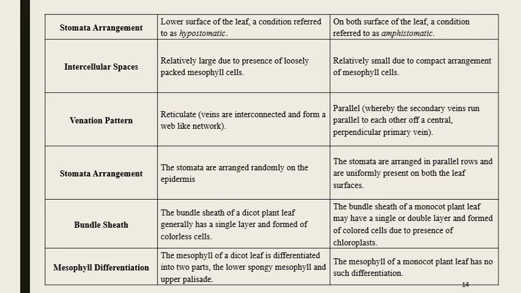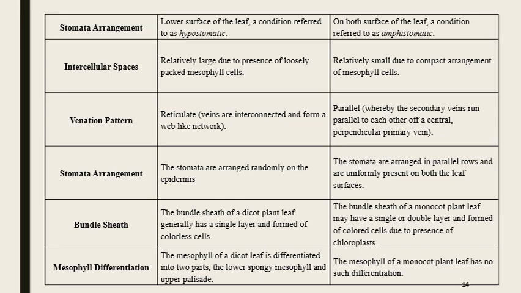Next is the stomata arrangement. Stomata are arranged randomly on the epidermis of a dicot plant leaf. In monocots, the stomata are arranged in parallel rows and are uniformly present on both of the leaf surfaces. Next is bundle sheath. In dicot plant leaves, it generally has a single layer and is formed of colorless cells. The bundle sheath of a monocot plant leaf may have a single or double layer and is formed of colored cells due to the presence of chloroplast.